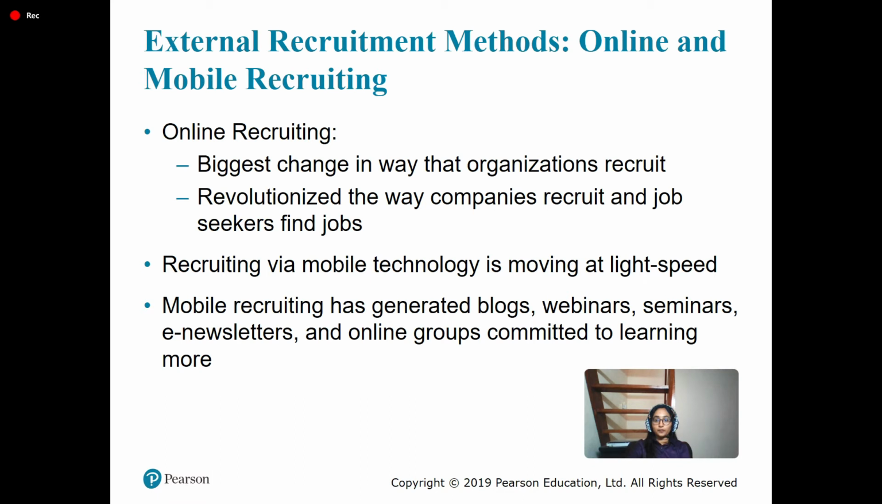There are two types, online and mobile recruiting. The world of recruiting via online and mobile technology is moving at light speed. Online recruiting has truly revolutionized the way companies recruit employees and the way job seekers search for and apply for jobs. More and more people are adopting mobile technology, and many organizations are trying to figure out how to use mobile devices in the recruiting process.